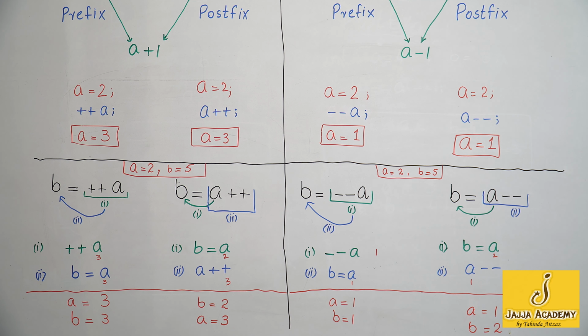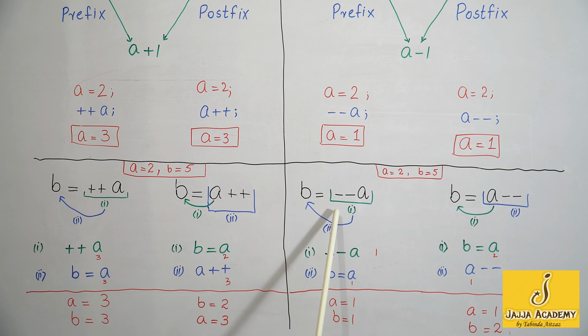Now let's discuss the decrement operator. b is equal to --a. This is the prefix form of the decrement operator. And here I have written b is equal to a--. This is the postfix form of the decrement operator. In the prefix form, first of all, the decrement operator will be evaluated and then the updated value of this variable will be assigned to the left hand side of the assignment operator. I have elaborated these two steps here.